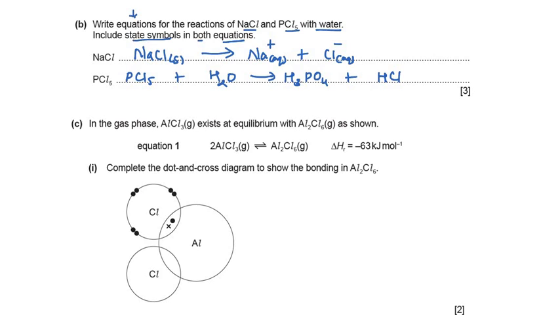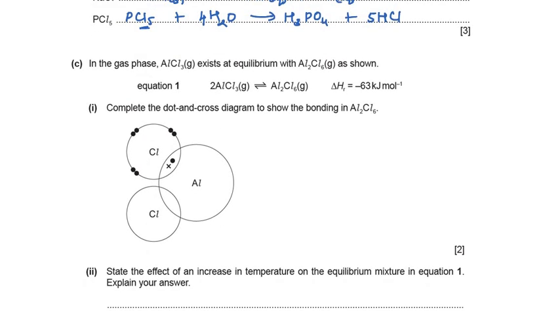Now if you balance it, then the chlorines are 5 on this side, so we need to add 5. And now if you count the hydrogen and oxygen, then we need to add 4 for the water molecules. So these are the two equations of the period 3 elements with water.